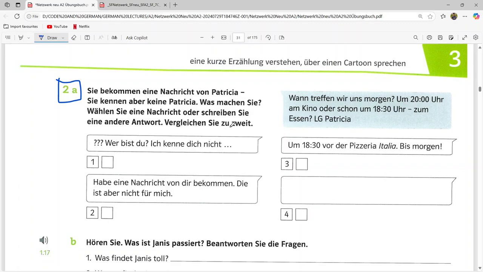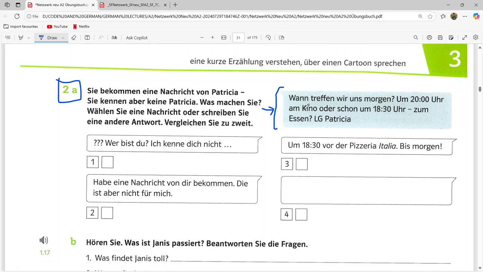Vergleichen Sie zu zweit. Compare with others. So this is the message of Patricia. You don't know any Patricia. Okay. And what will you reply? Some unknown people might message you on your number, but this might be a mistake. So let us read the message of Patricia. Wann treffen wir uns morgen? So when do we meet tomorrow?